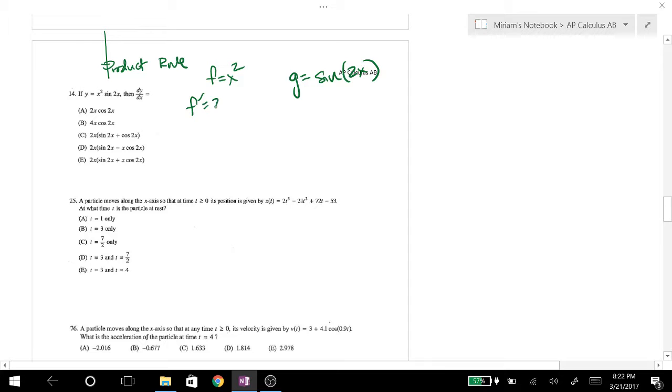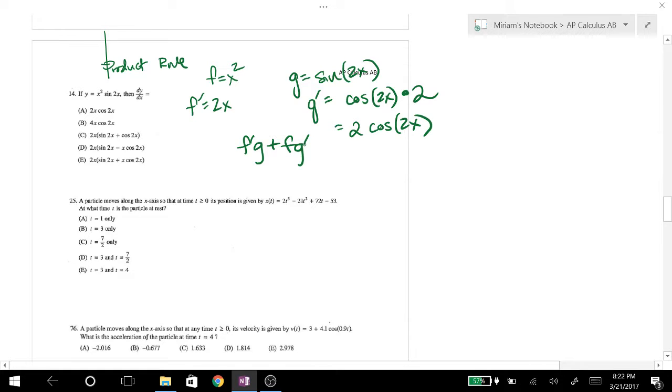f prime is 2x. g prime is the derivative of sine, which is cosine of 2x, times we have to get the derivative of 2x, which is 2. So if I simplify that, it's going to be 2 cosine of 2x. Okay, and make sure you put it together properly and simplify to find the match.